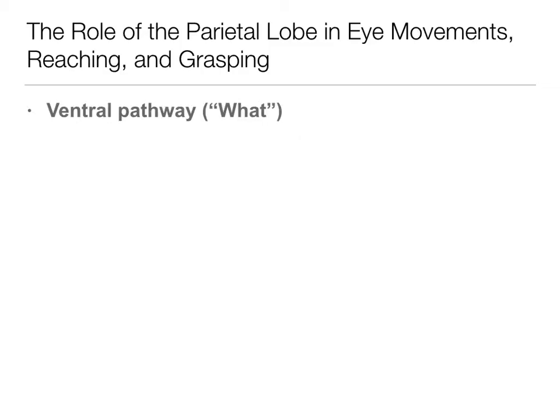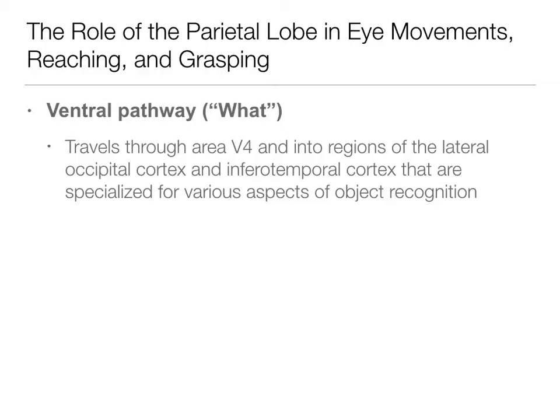So back to those various pathways that we discussed earlier in the text. The ventral pathway, that what pathway, carries information about movement that will guide our actions, such as reaching and grasping. It travels through the ventral pathway to area V4, and then into regions of the lateral occipital cortex and the inferotemporal cortex that are involved in that object recognition that we talked about in Chapter 4. Because to be able to act on something, you have to have that piece of object recognition. You have to understand that what.